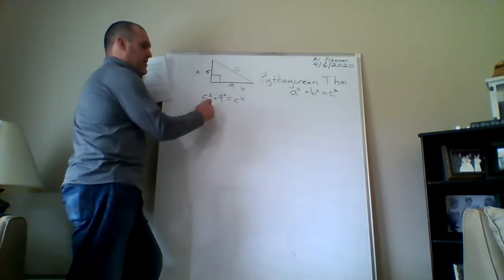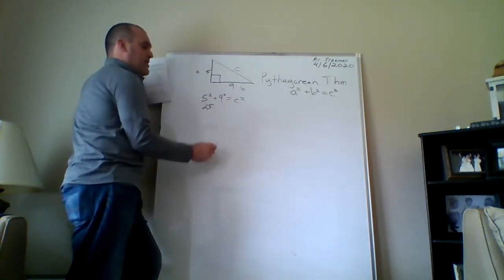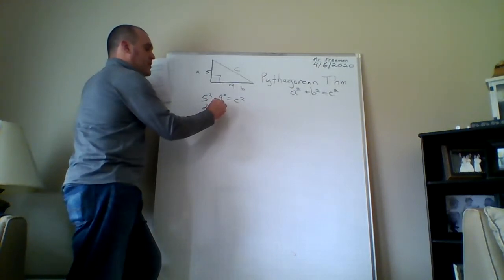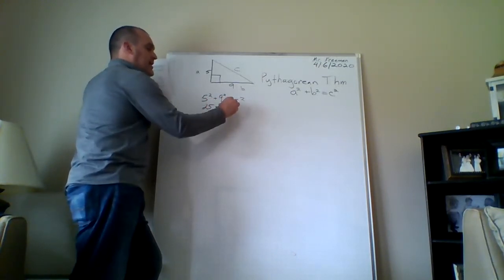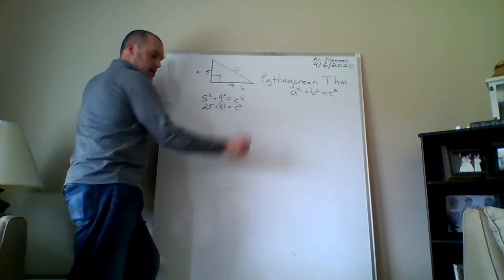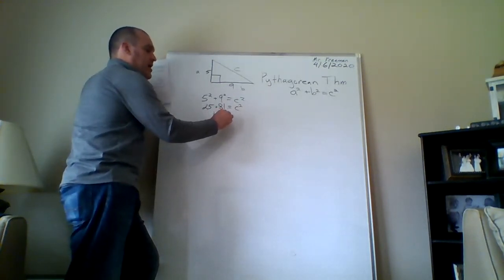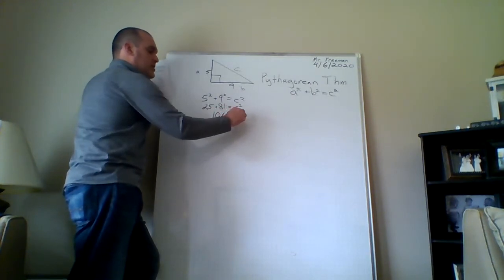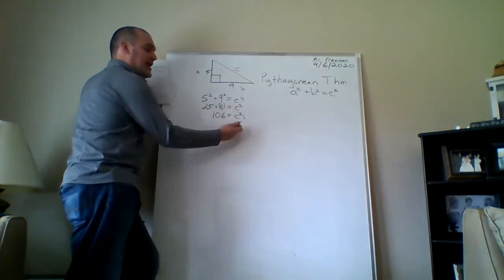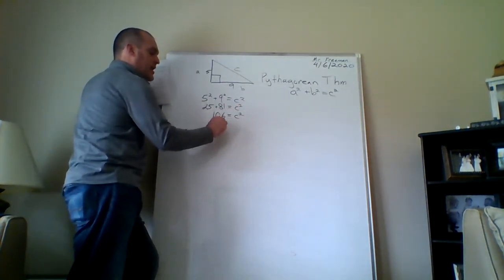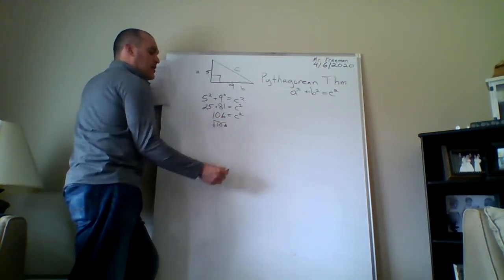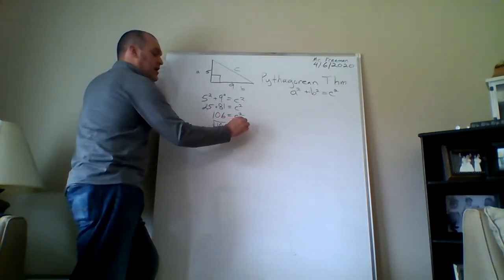Okay, 5 squared, hopefully you know, is 25. 9 squared, you should know, is 81. That is equal to C squared, not C. When I add those together, I get 106 equals C squared. So to get regular C, I would have to take the square root of 106, and that equals C.